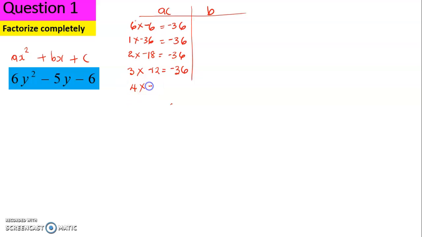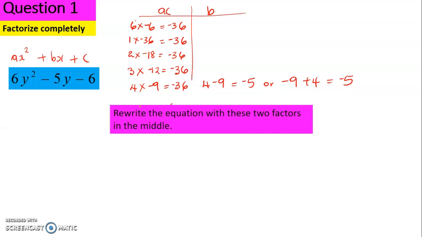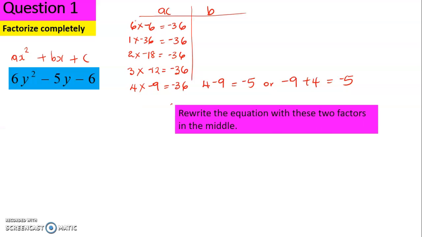Let's try 4 times negative 9. So that's negative 36. And 4 minus 9 is indeed negative 5. Or negative 9 plus 4 is also negative 5. So you can use either negative 9 plus 4 or 4 minus 9 to get negative 5. Now, our next step is that we're gonna rewrite the equation with these two factors in the middle. Now, let's get to it.